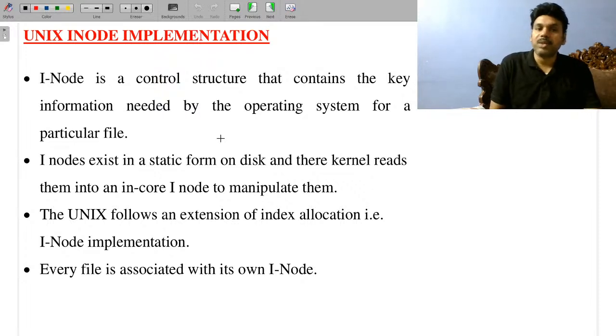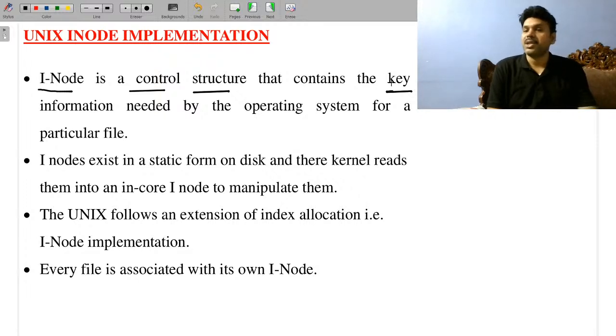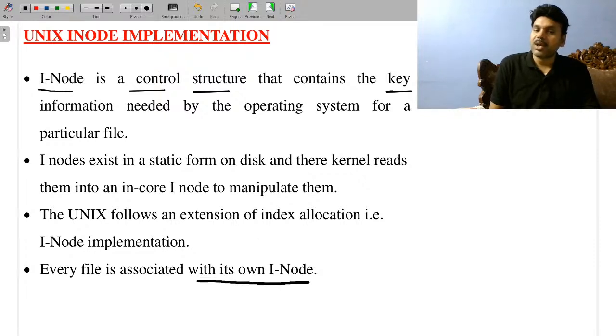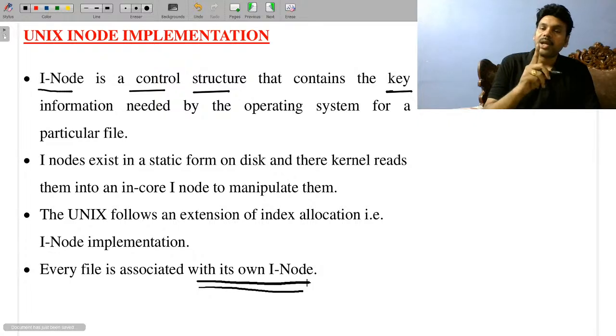So what is inode implementation? An inode is a control structure that contains the key information needed by your operating system. Every file requires one inode, and multiple files also can link with an inode, but every file is going to be managed by one inode. That is the best structure, one inode to one particular file.